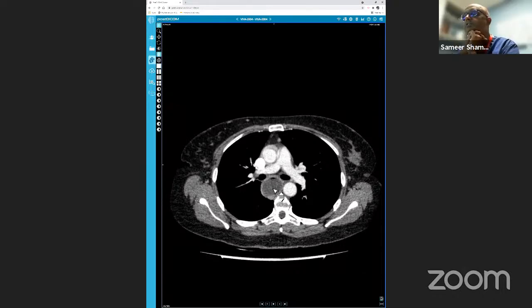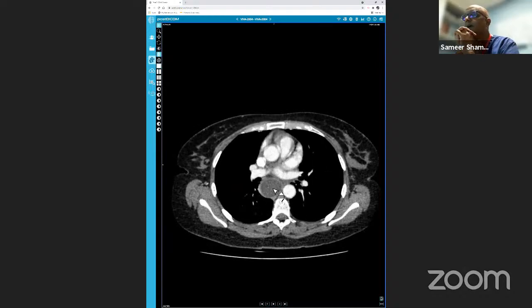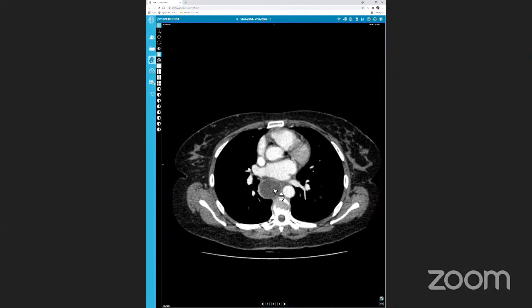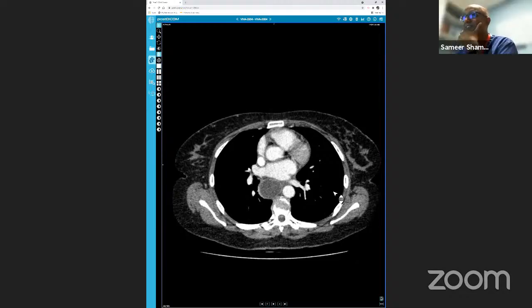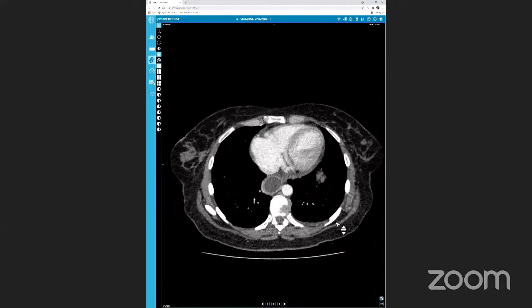So scroll down and show me at the site of the band what's happening. Do you mind taking over the wheel? I'm just struggling with control of the mouse. No problem.